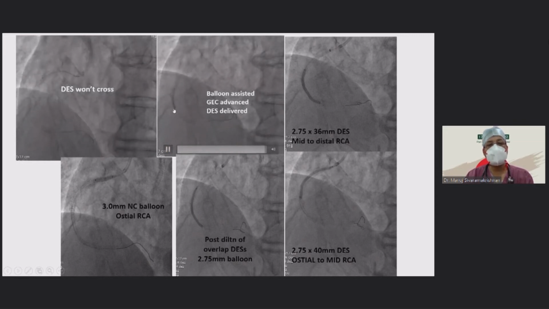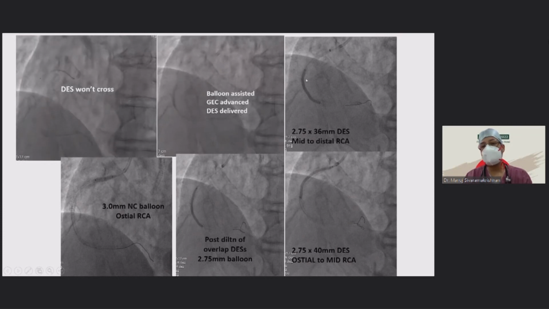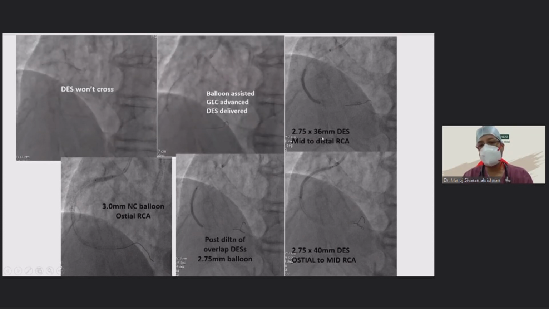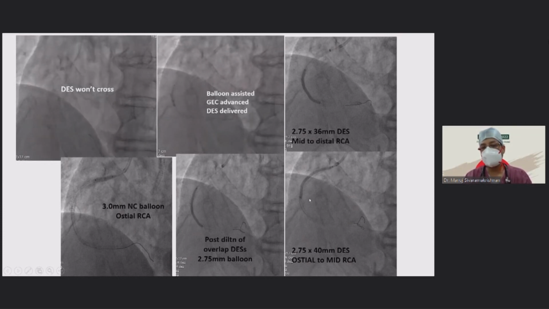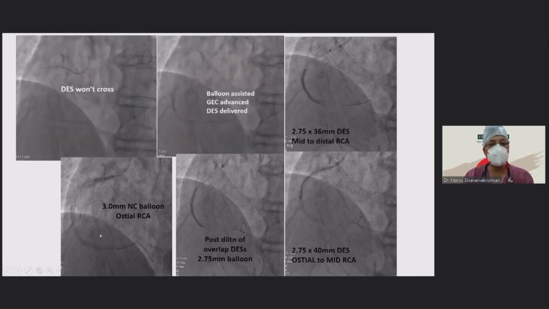You could see the guide extension catheter deep throated into the mid RCA, and that was delivering one of the stents in the mid RCA, which is 2.75 into 36, and then approximately 2.75 into 40 mm overlapping, and then post dilatation of the overlapping sizes was done, and the proximal RCA was optimized with a 3.0 NC balloon.